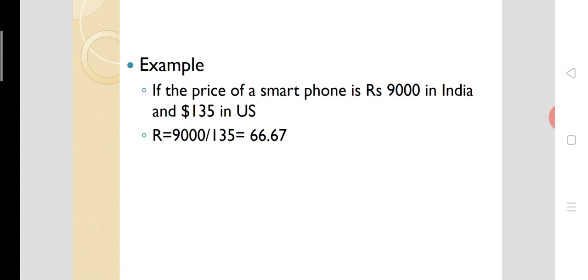Then the exchange rate is 9,000 by 135. This is 66.67. That means 1 US dollar is equal to 66.67 Indian rupee. So this is the case of one commodity trade. This is for the easy understanding and simple comprehending of the concept of purchasing power parity theory, absolute version.